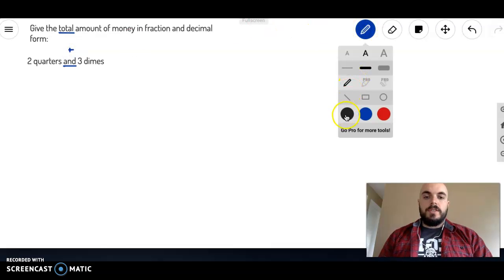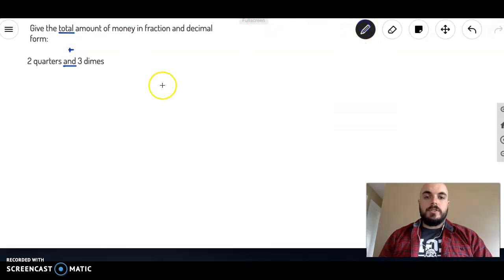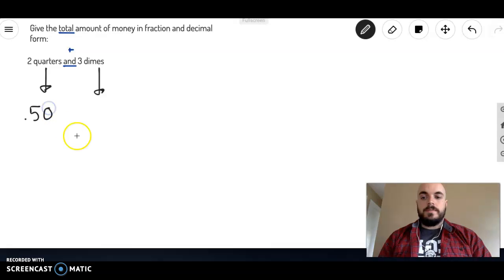So to solve this, I have to first determine how much each of these is worth. So I know 2/4, each quarter is worth 25 cents. I know if I have 2/4, I have 50 cents. So I'm going to put decimal and 50. And 3 dimes, I know each dime is worth 10 cents. So 10, 20, 30. So I have 30 cents.